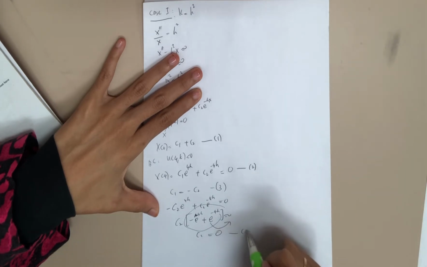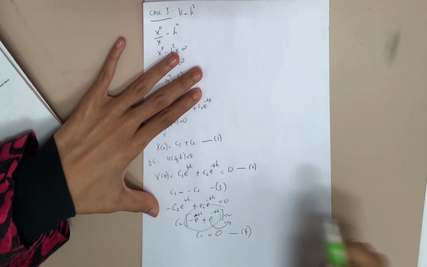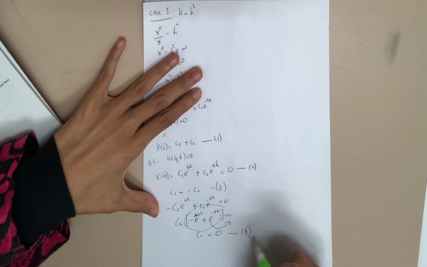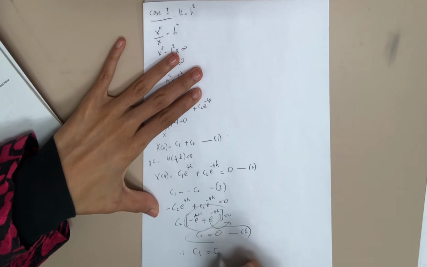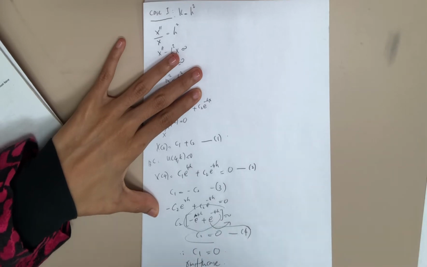Let's say this one is equation 4. Then what we do? Substitute equation 4 into equation 1 again. So you will get C1 also equal to 0. Therefore, we omit the case.